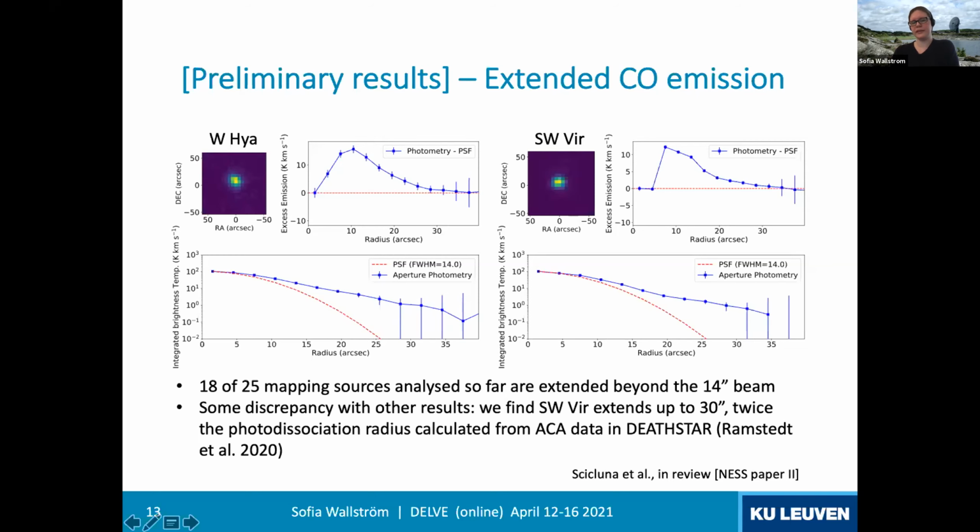In SW Vir, we see some discrepancy with other results. We find that it extends out to about 30 arcseconds, which is twice the photodissociation radius found by DEATHSTAR using ACA data. So it'll be interesting to compare our results to results from other telescopes.